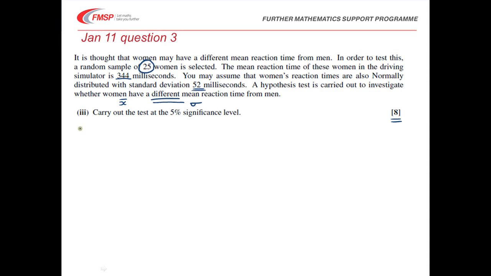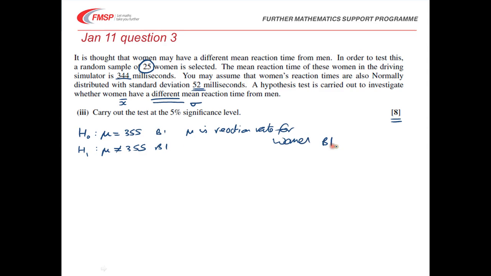The first thing to do is to set your hypotheses and state your parameters. The mean that we use is going to be 355 because we're seeing if it's different from men. If it is different, that leads me to state a two-tailed test. We also need to define mu. So mu is reaction rate for women. At the minute we get a B mark for each hypothesis and also a B mark for correctly stating what mu is. We get quite a lot of marks for that.